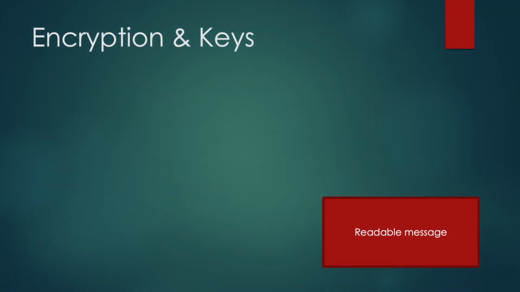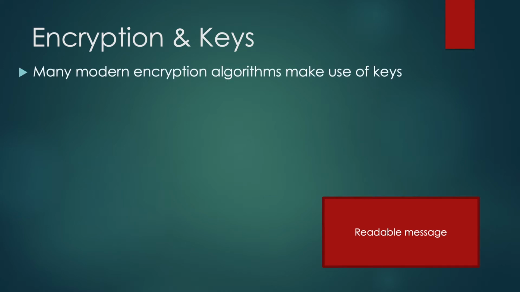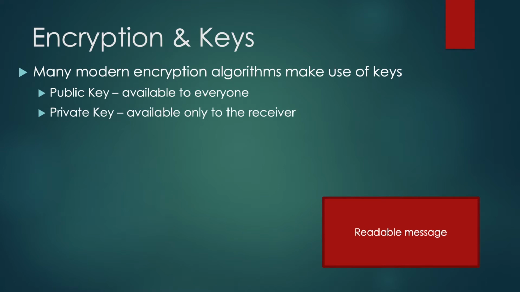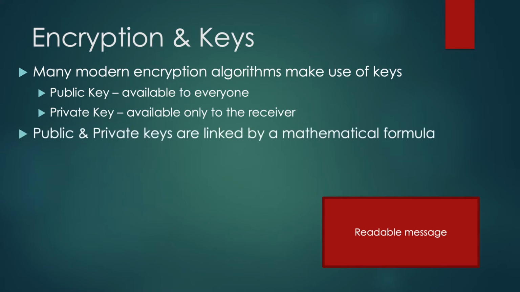Okay, so encryption and keys: you have to start with a readable message. The whole idea of encryption is that you have a message that you want to send from point A to point B, and if it's intercepted in the middle, you don't want people to understand it. Many modern encryption algorithms make use of keys in some way. Generally, when you talk about keys, you're talking about a public key, which is available to everybody, and a private key, which is available only to the receiver in this case.